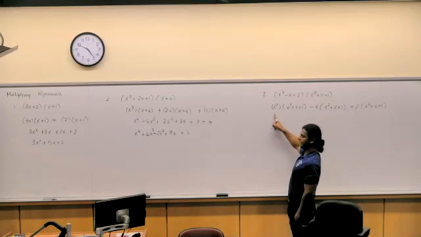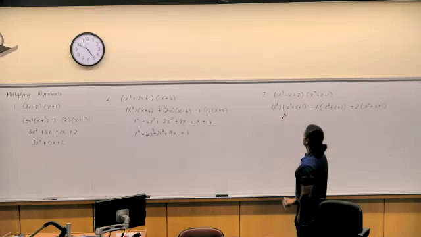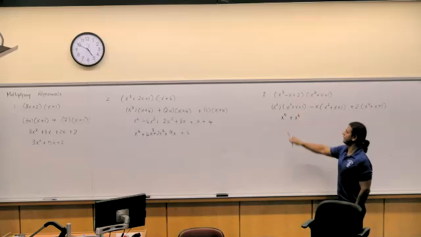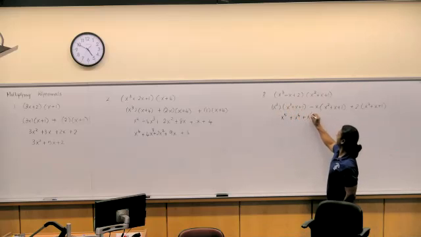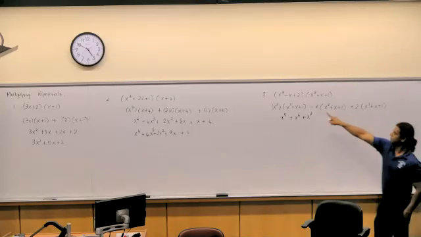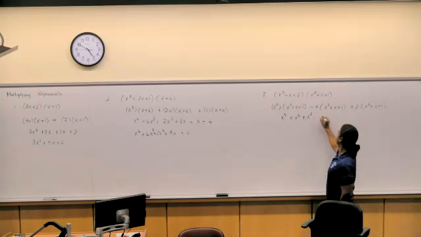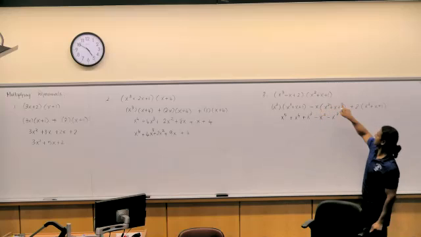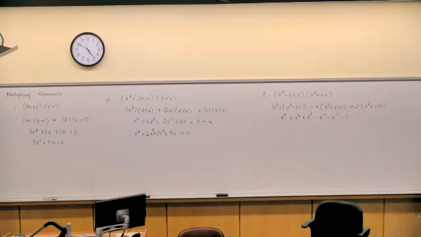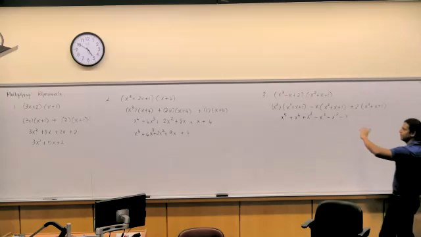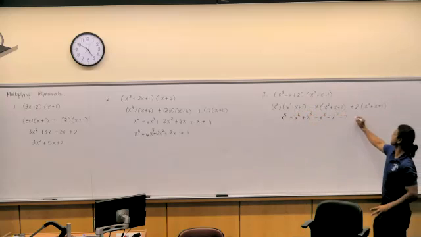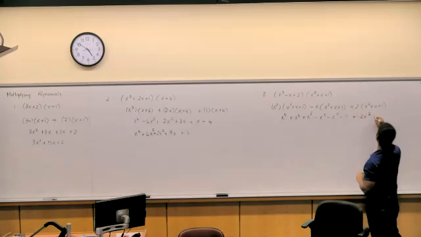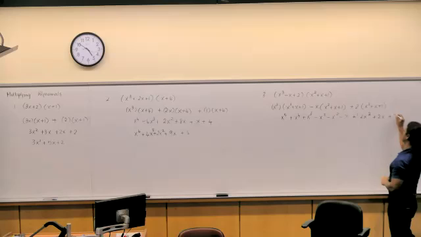Good. x cubed times x squared is x to the 5. x cubed times x to the 4. x cubed times 1, x cubed, minus x times x squared, minus x cubed, minus x times x, minus x squared, minus x times 1, minus x. Good. You can see everything is in order in terms of the powers. And lastly, 2 times x squared, 2x squared, 2 times x, 2x, 2 times 1, 2.